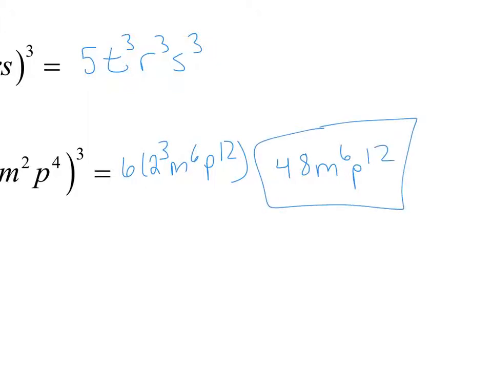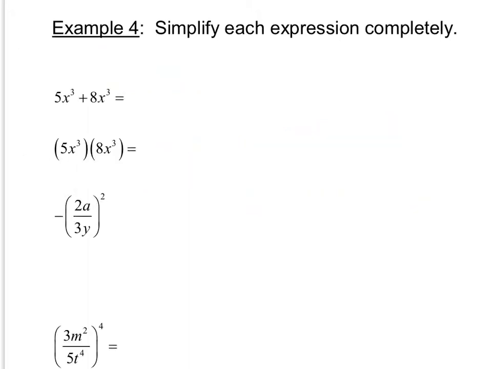Okay? Let's take a look at some more. Alright, so if we look, what's the difference between these two? Here you're adding, here you're multiplying. When you add, it's just how many x to the thirds do you have? So this would be 13x to the third. But now here, what's 5 times 8? 40. And then what's x to the third times x to the third? Well, remember you add, so 3 plus 3, 6.